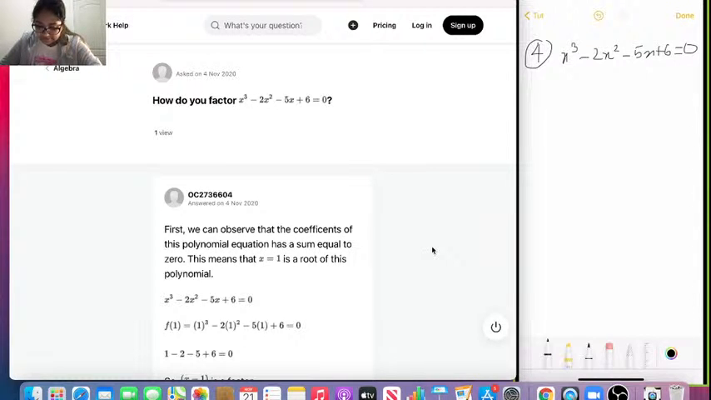We want to first see if the coefficients of each term add up to 0. So we have 1, the coefficient in front of x cubed, minus 2, minus 5, plus 6. Does this equal 0? 1 minus 2 is negative 1, negative 5 plus 6 is plus 1, so this ultimately equals 0. So we can say that x minus 1 is a factor, since it equals 0.